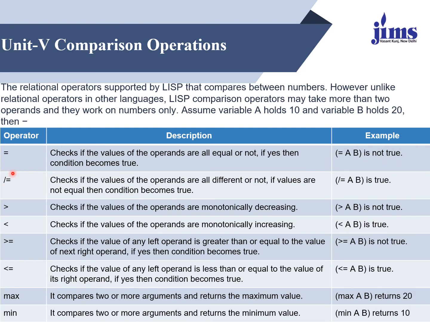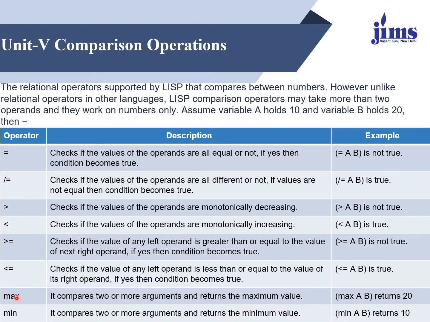If we use slash equals to, it checks whether the values of the operands are different or not. If the values are not equal, then the condition becomes true. So A and B are not equal, and the symbol we use is the front slash equals to symbol. Earlier we used the exclamation mark or less than greater than symbol, but here it is slash equals to. So you have to notice this. For less than and greater than, the symbols are the same, as are less than equals to and greater than equals to.